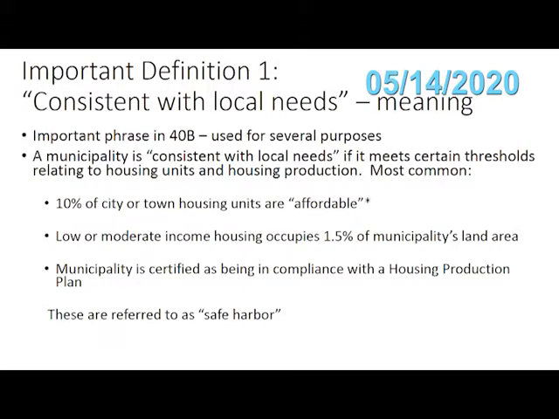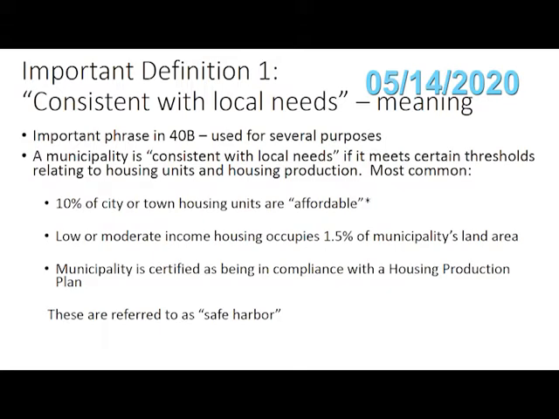comfortable with that fact. In order to avoid a review by the Housing Appeals Committee, a municipality needs to be consistent with local needs or at safe harbor. Those are synonyms. So how do we get to safe harbor? There are 3 ways to do so under the statute and 4 ways to do so under the regulations. The statutory mechanism, the most common referred to mechanism, is that 10% of the city or town's housing stock is deemed affordable. Now, what that means is not necessarily what the average person would define as affordable.